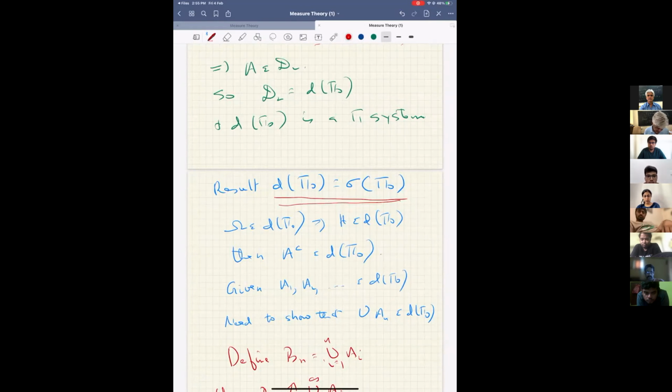So how do we check this? Well, if A is in D of pi 0, then we want to first of all argue, because we want to show it's a sigma algebra, right? So we want to show that A complement is also in D of pi 0. And why is that true?